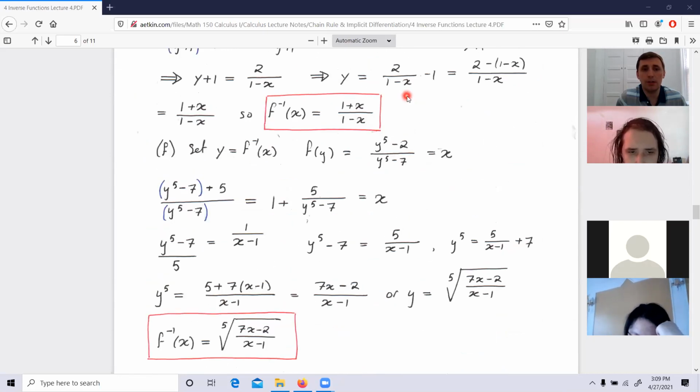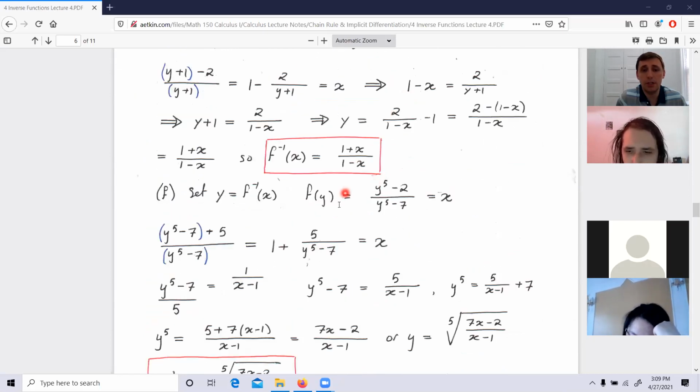This is what happens with the last question. So here we switch x and y. So we have y to the 5th minus 2 over y to the 5th minus 7 is x. And I first broke it down. I decided to make it simpler. So I see here y to the 5th minus 7 in the denominator, and I would like the numerator to be the same, because then it cancels to 1.